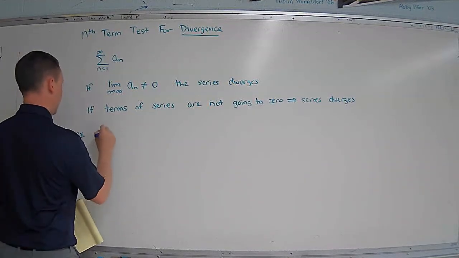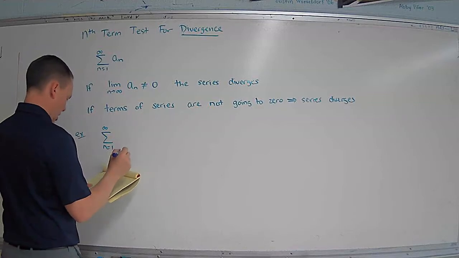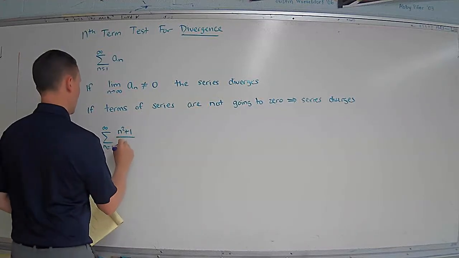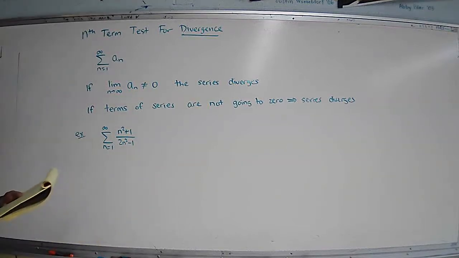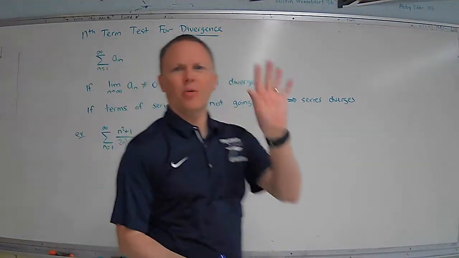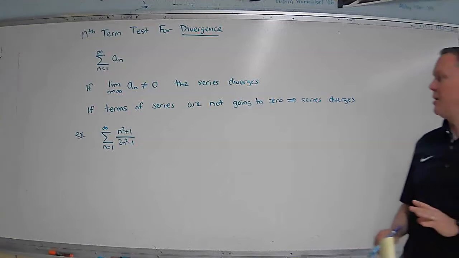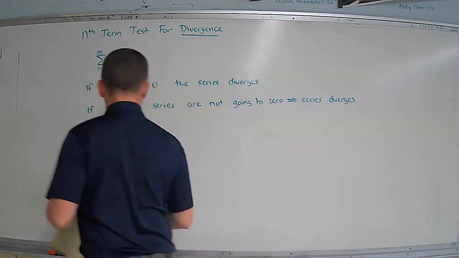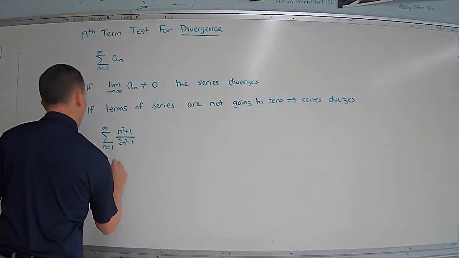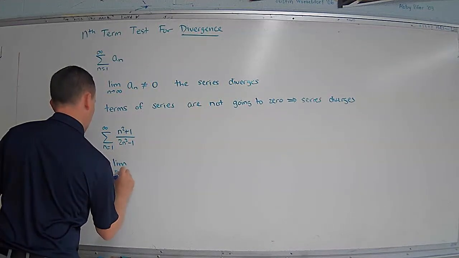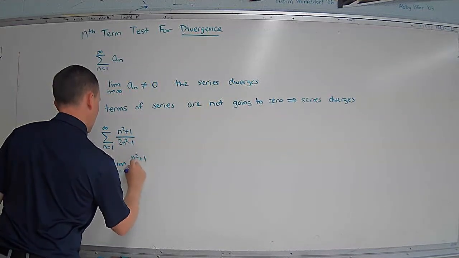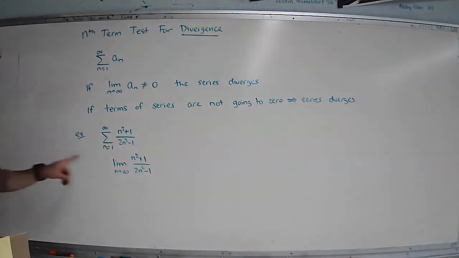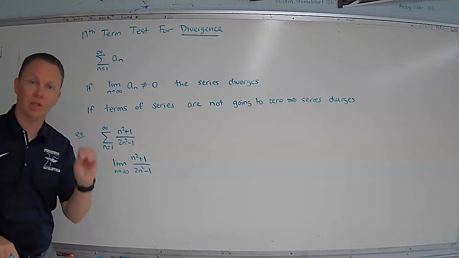So here's our infinite series: n squared plus 1 over 2n squared minus 1. Okay? I'm not even going to write out any of the terms. I don't need to, because the first thing I'm going to do is look at this series and say, are the terms going to 0? So how do I determine if the terms are going to 0? I compute this limit. I compute that limit right there. That's going to tell me what the terms of the series are going to approach.